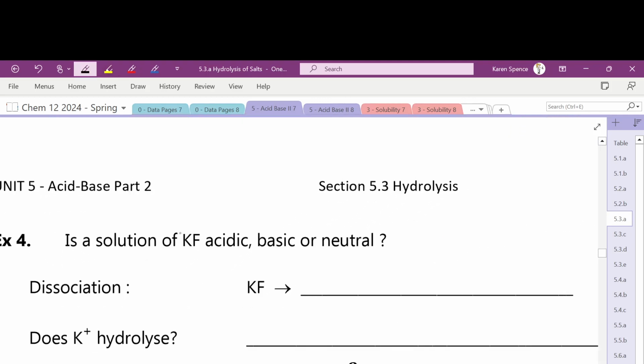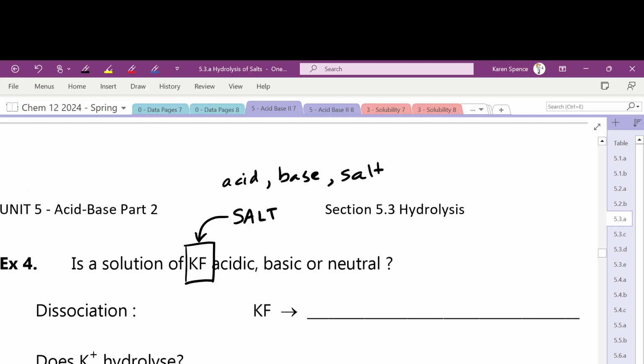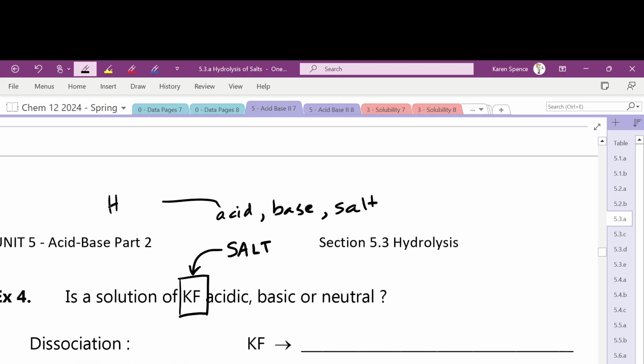So first of all, you need to recognize that KF, what kind of a substance is it? Is it an acid? Is it a base? Or is it a salt? It is a salt. Okay? Acids, H something, or something COOH. Base, something OH, or an amine.